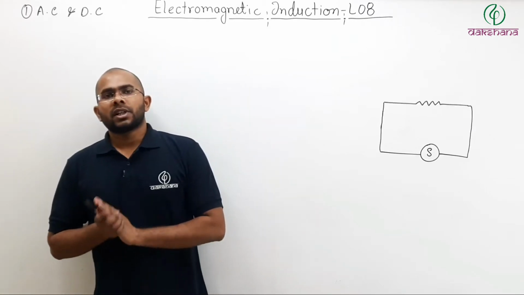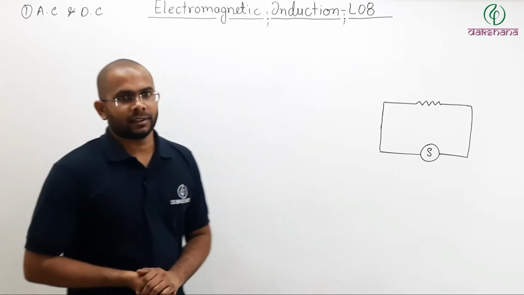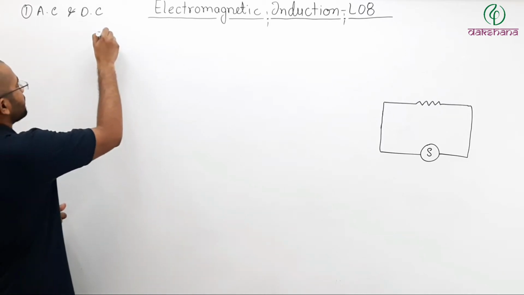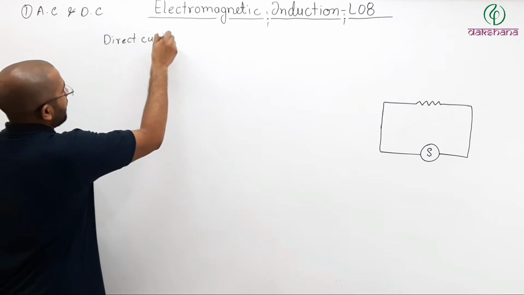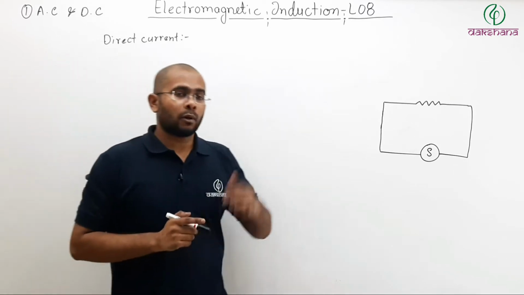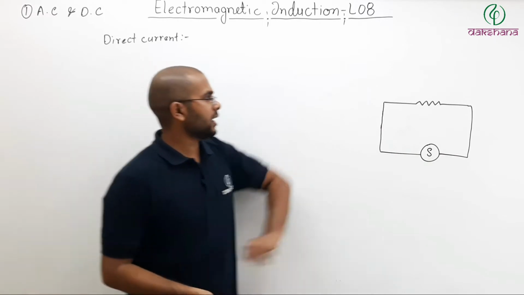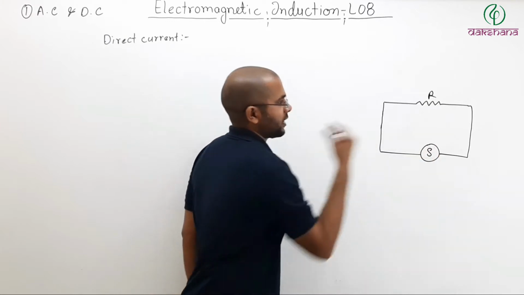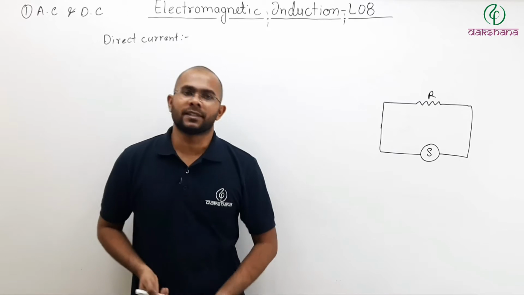So let us start our discussion with what is the difference between alternating current and direct current. Let us first discuss what is direct current. Now direct current has nothing to do with how it is supplied. The only thing that you need to worry about, for example, here I have a circuit. Here there is a resistor, let us say R. Here it is a power source. I don't know what kind of source it is.